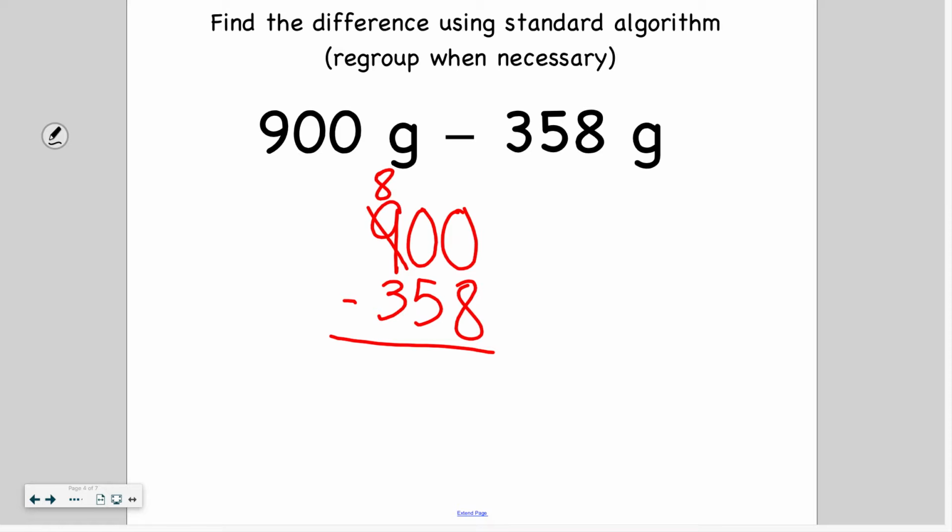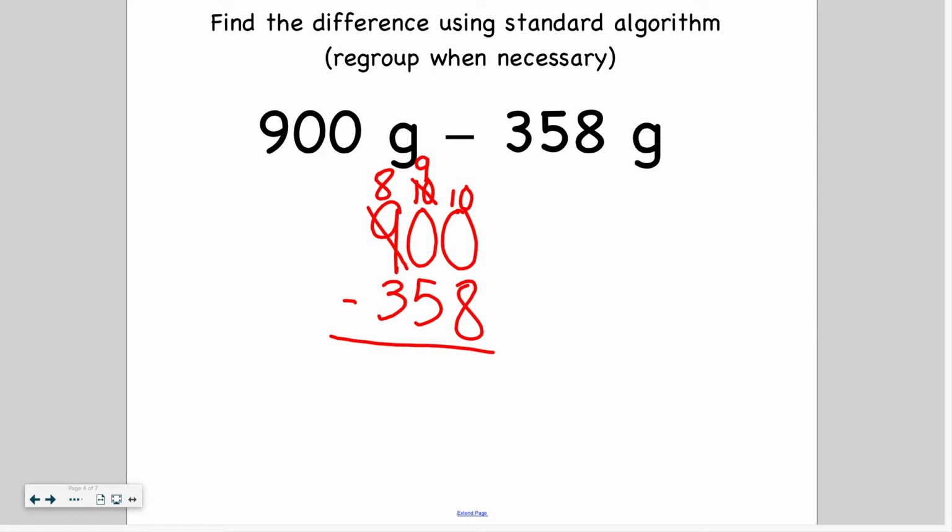So this 100 that I regrouped from the 9 hundreds would give me 10 tens because 10 tens equals 100. So now that I have enough tens, I can regroup to the ones place. So I'll take away a 10, which would give me 10 ones, because 1 ten is worth 10 ones. If we think of our base 10 blocks, if I have 10 of those little cubes, that'll equal one little column, 1 ten. So now I have enough to subtract, and I haven't changed the value of the 900.